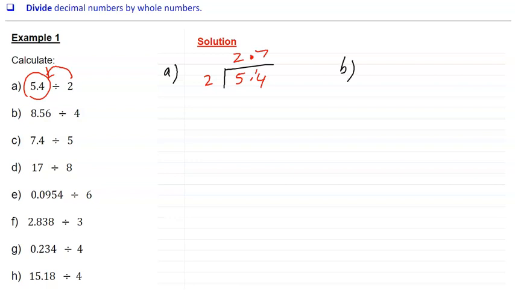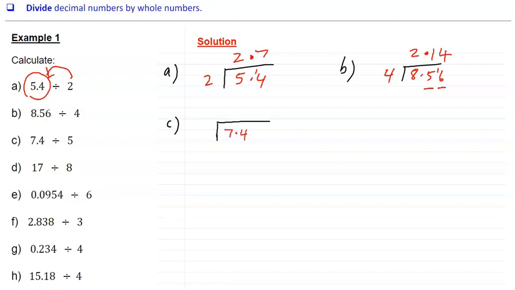I'll show you again, part B. Draw the bus shelter. The big number goes in the bus shelter. The small number wants to fit into the bus shelter. 4 fits into 8 twice. 4 fits into 5 once with 1 remainder. 4 fits into 16 4 times. Peg the rock.